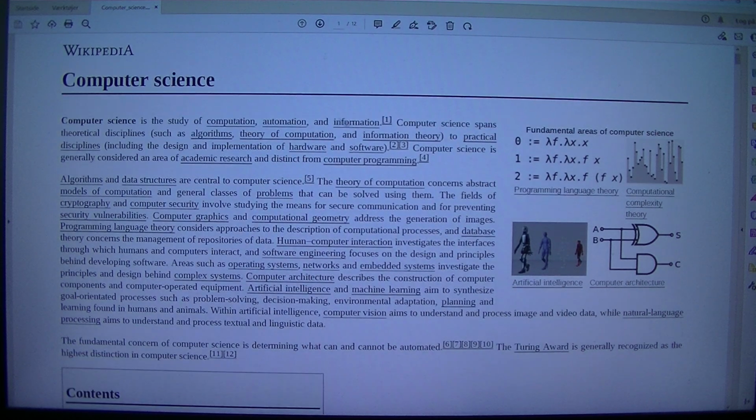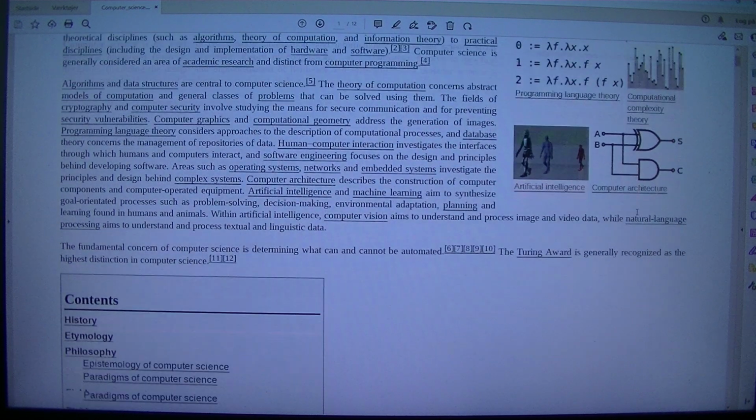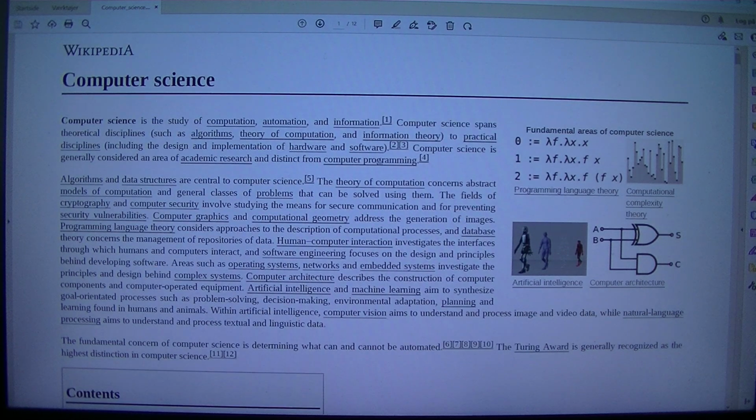Computer science. Fundamental areas of computer science: expression for Church numerals in lambda calculus. Programming language theory: plot of a quicksort algorithm. Computational complexity theory: example of computer animation produced using motion capture. Artificial intelligence: half-adder circuit. Computer architecture. Computer science is the study of computation, automation, and information. Computer science spans theoretical disciplines, such as algorithms, theory of computation, and information theory, to practical disciplines, including the design and implementation of hardware and software.